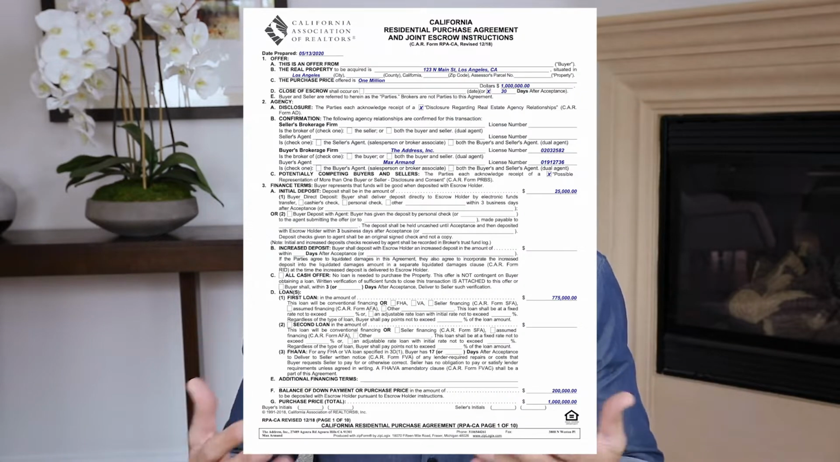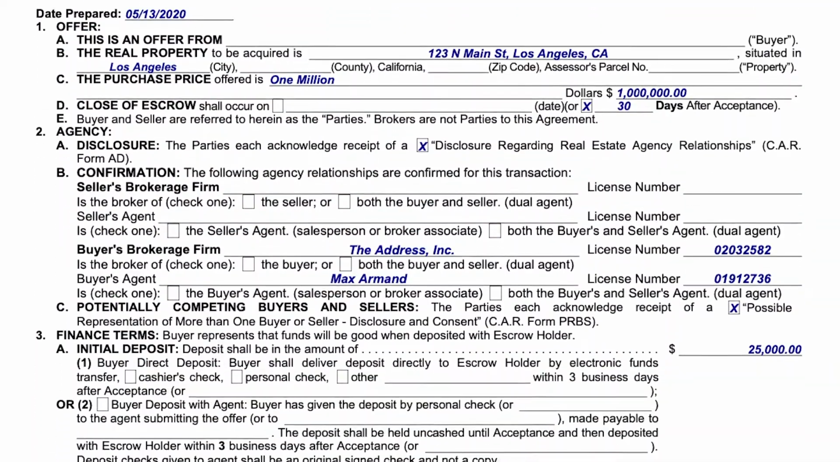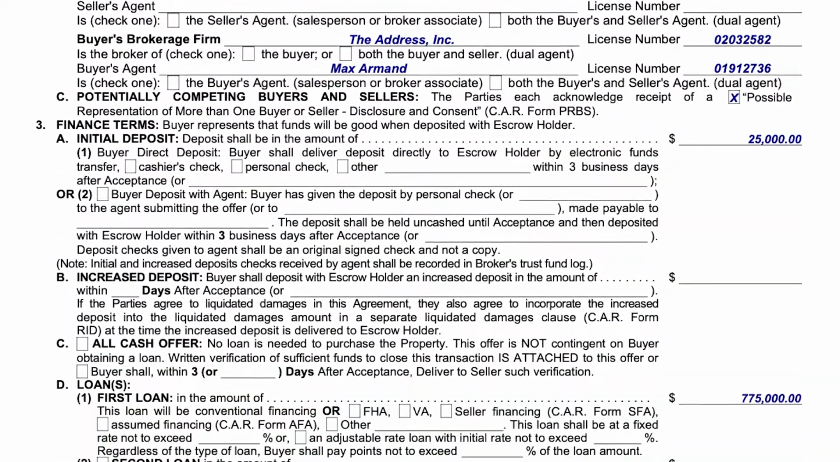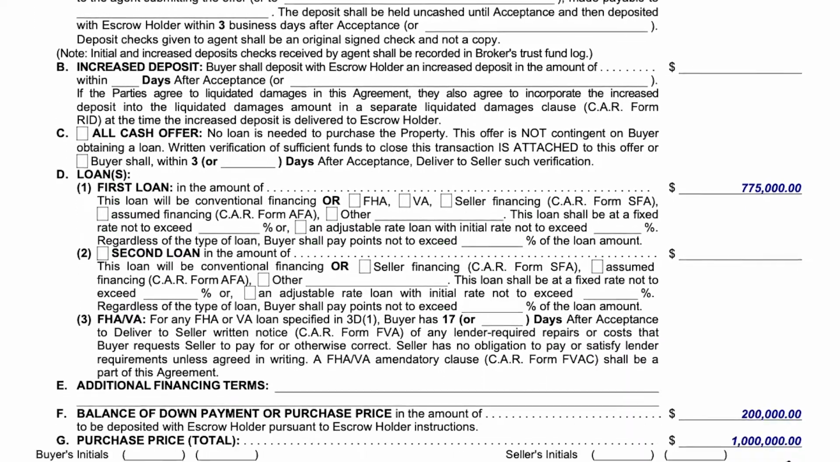Now, this is the purchase agreement, this is the offer, and when you're buying or selling a home, this is the document that's going to contain all of the major terms and conditions of the transaction moving forward. Now, this document is 10 pages long, so we're going to go along one by one, page by page, showing you all of the top terms and conditions that you're going to need to watch out for when either writing or reviewing an offer.